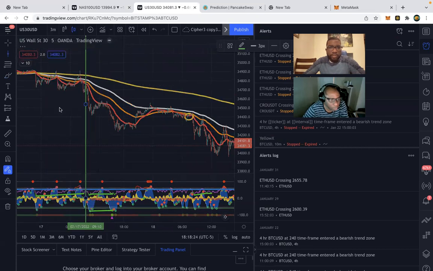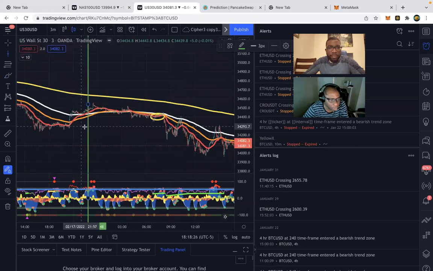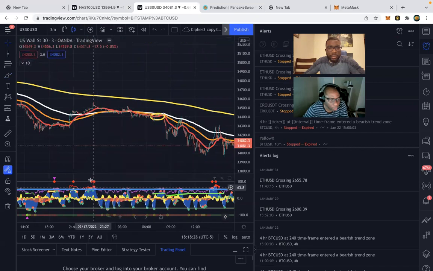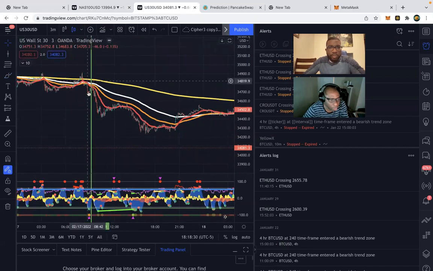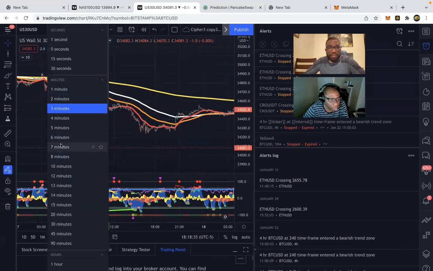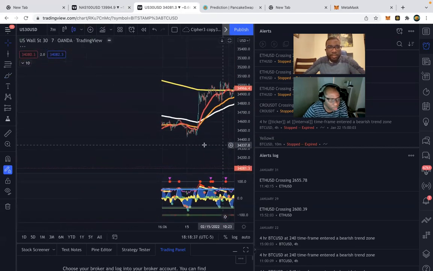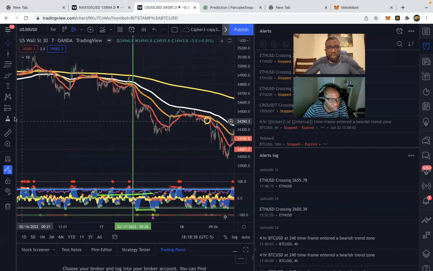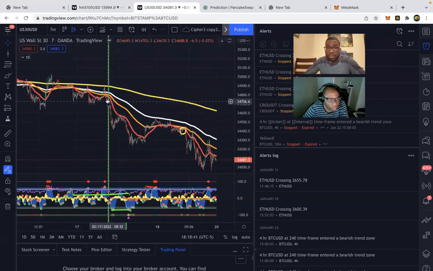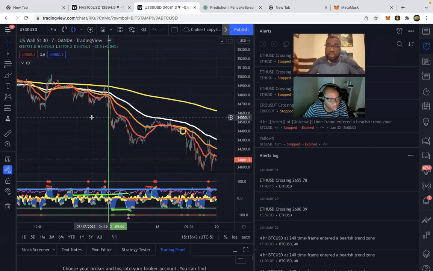First, let's go to the 3-minute. This is how I kind of do it. Boom. So you see how the 3-minute looked just like that 5-minute? I can probably go to the 7-minute and see the same thing. Here's a 7-minute, it looks the same. So you want multiple time frames doing the same thing. As you can see, it's a clean move.